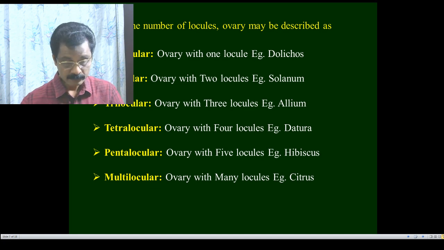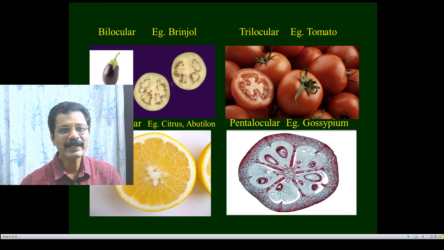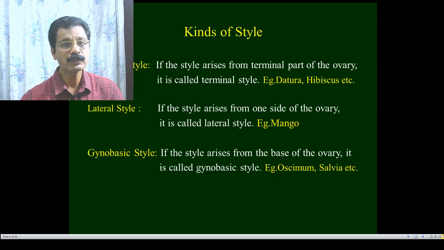Right? Here you can see bilocular, example brinjal, you can see two chambers. Trilocular, in the case of tomato, there you can see three chambers. Multi-chambered or multilocular, as in the case of citrus. Pentalocular, as in the case of Gossypium. Right? Based on the number of locules.